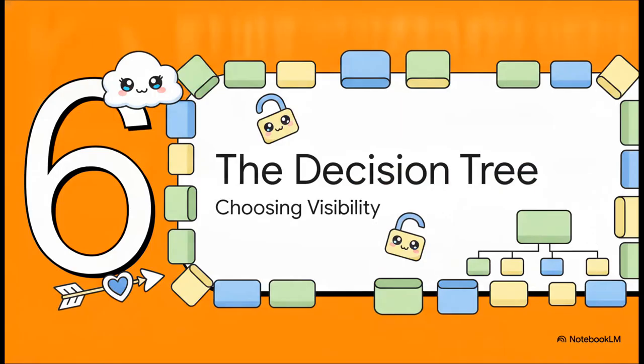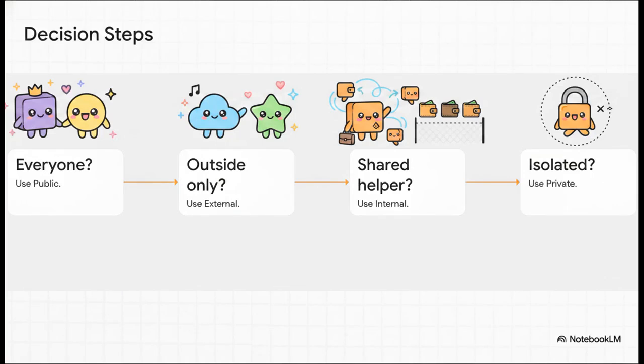Section 6. The Visibility Decision Tree. Okay, let's pull all these concepts together into a clean, actionable checklist. Run this simple 4-step process every single time you write a function. Need everyone to access it? Map to public. Only users and other contracts? Map to external to save gas.